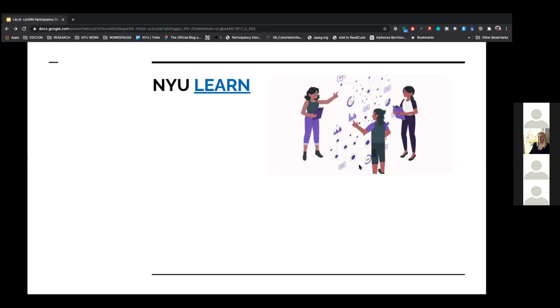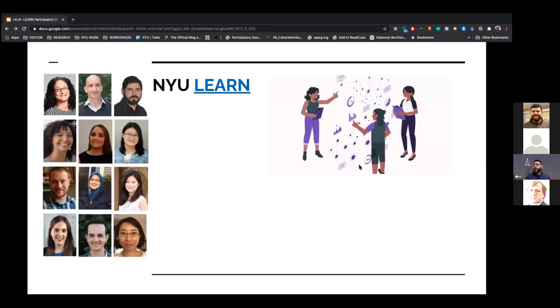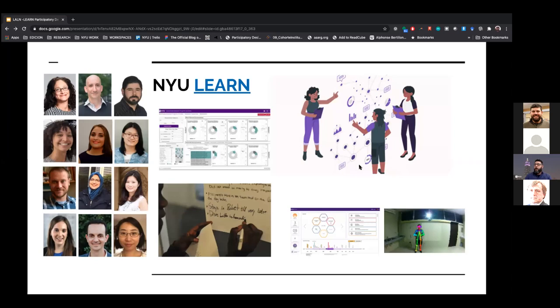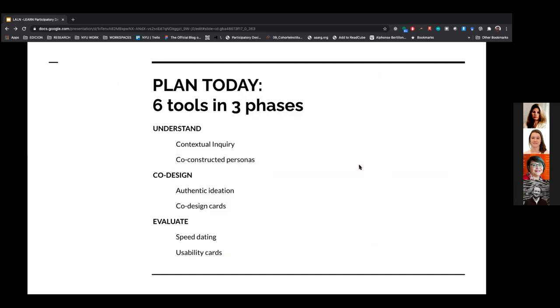I come, as George said, from NYU LEARN, and we are a research network with a lot of people from NYU. We are trying to work in many applied projects throughout the university to bring learning analytics closer to people, and those are designs for dashboards for instructors or for students. There's a lot of experimentation with multimodal learning analytics and also participatory design. And it's about participatory design that we're going to be talking about today.